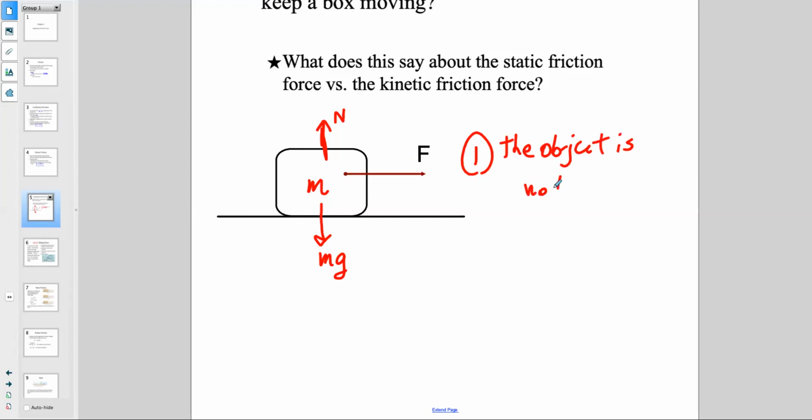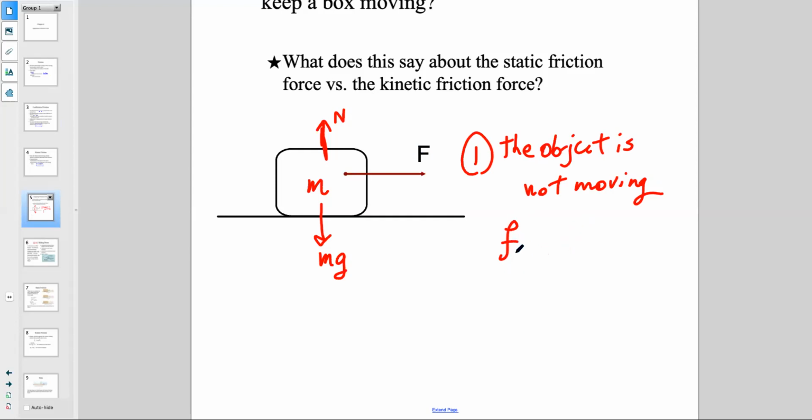Is not moving. All right, in that case, you have a static friction, and it is equal to the force that you're applying.